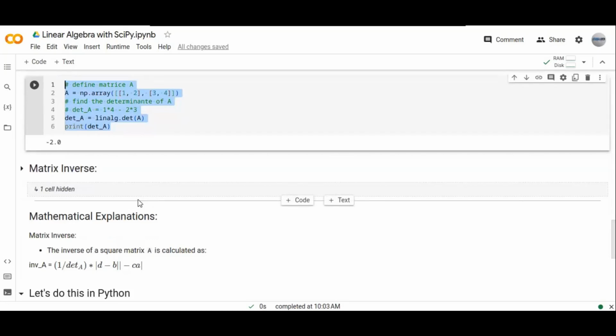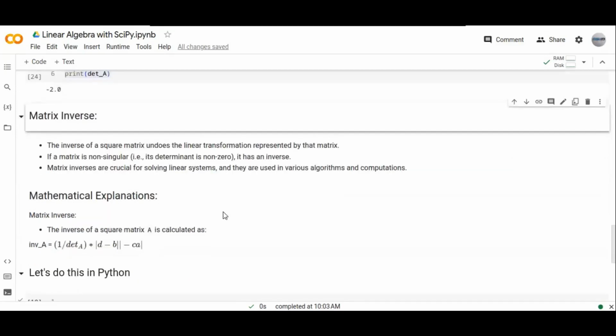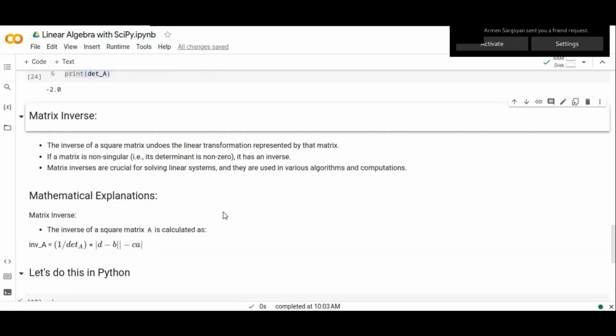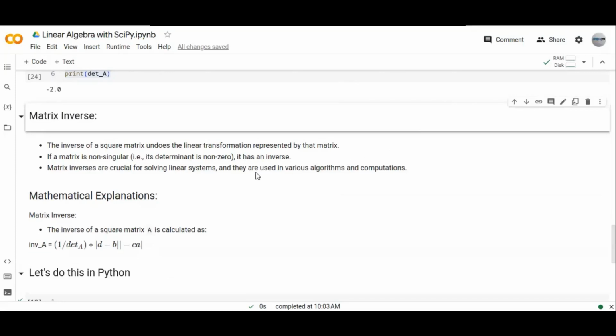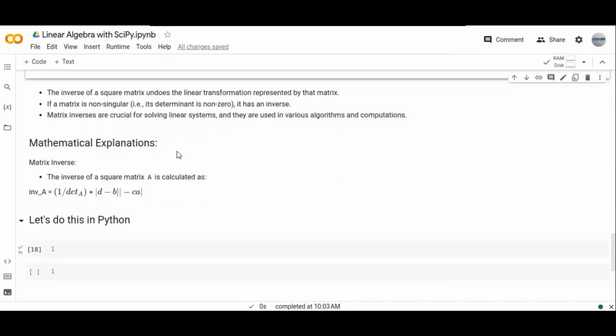Another most important matrix operation is the matrix inverse. The inverse of a square matrix is the matrix that undoes the linear transformation represented by that matrix. If a matrix is non-singular, which means its determinant is non-zero, it has an inverse. Matrix inverses are crucial for solving linear systems and are used in various algorithms and computations. So this is very essential, and you can perform this in Python.